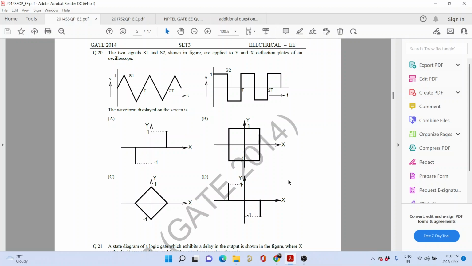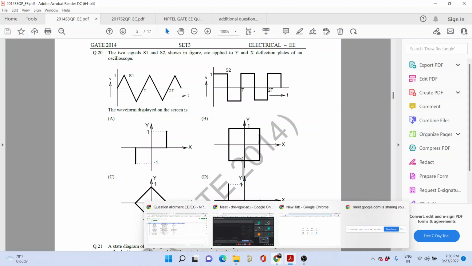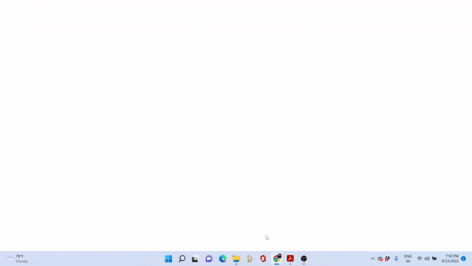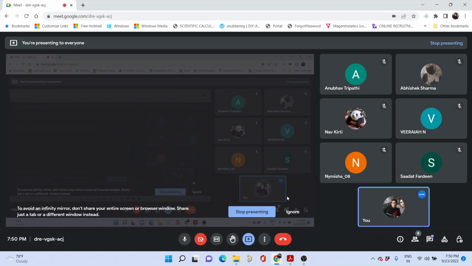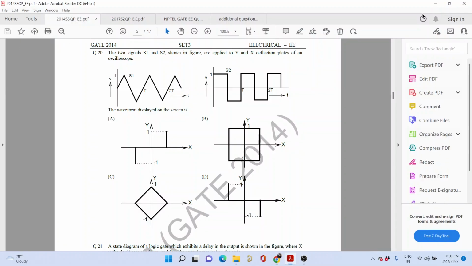Anubhav says it is C. Anybody else who would like to try? Shahadat, have you left or are you there in the meeting? I am here. Okay, what do you think would be the answer? I haven't read about oscilloscopes, so I don't know. No problem. There's no need to read about the oscilloscope. That is why I've asked you to see and use your logic. This is more of an aptitude question than a technical question.